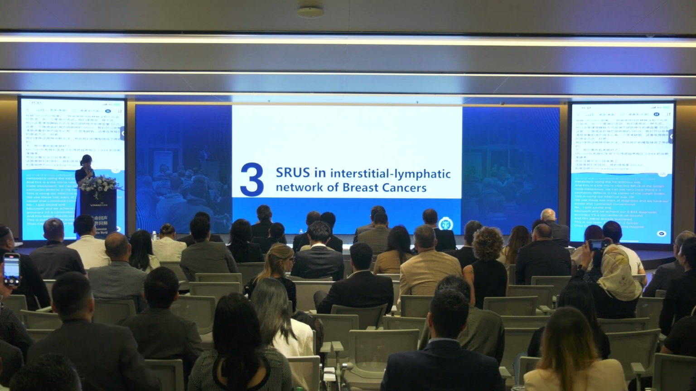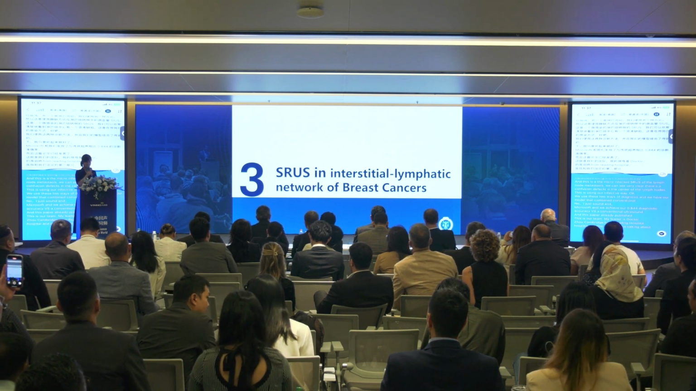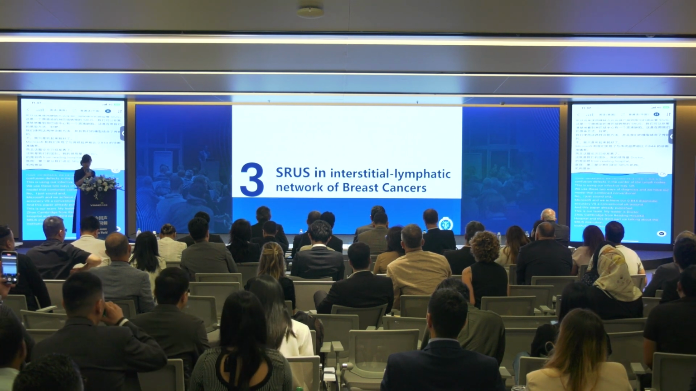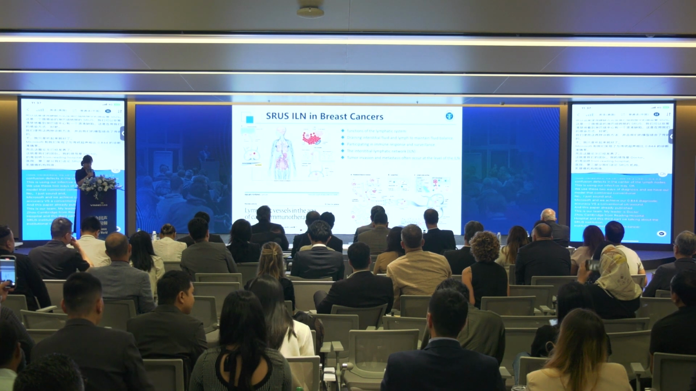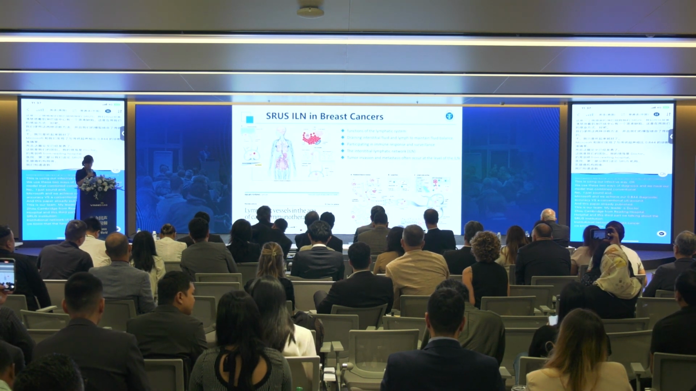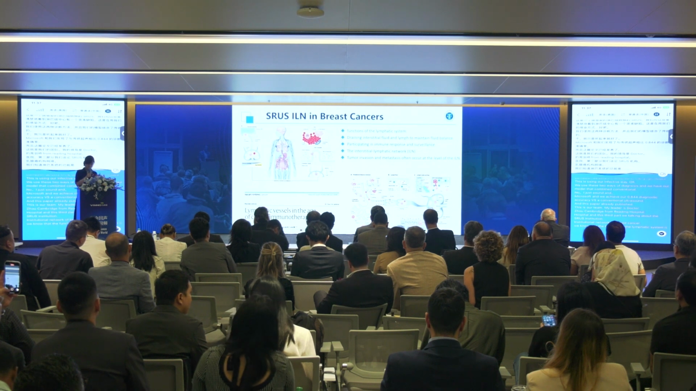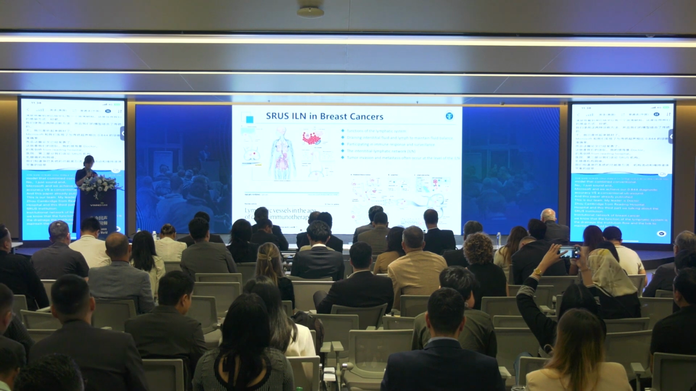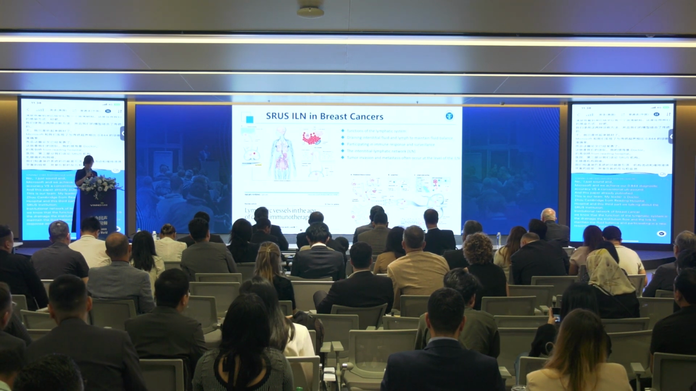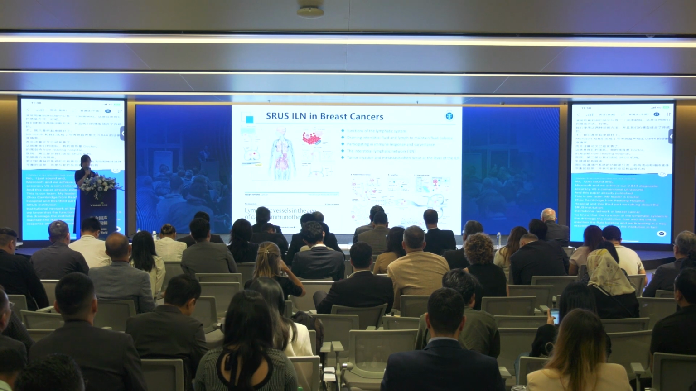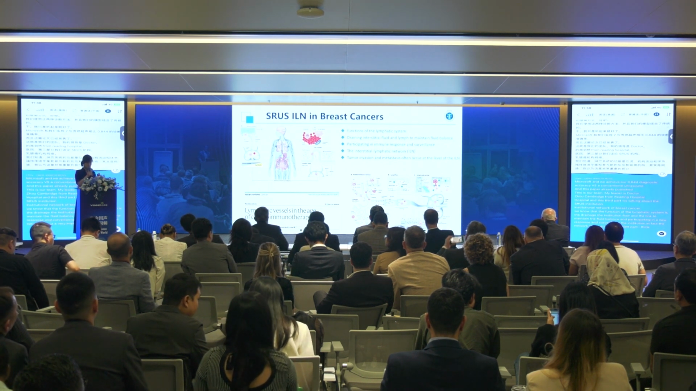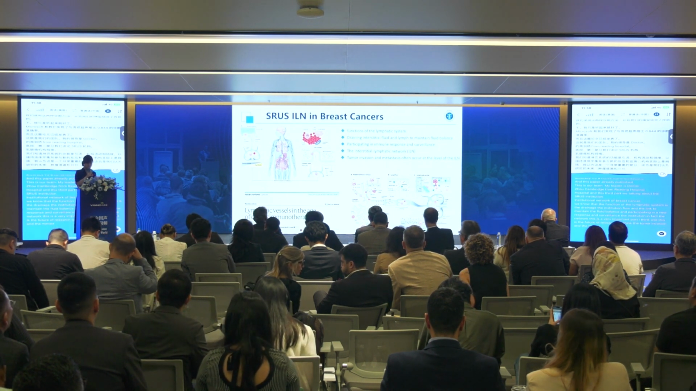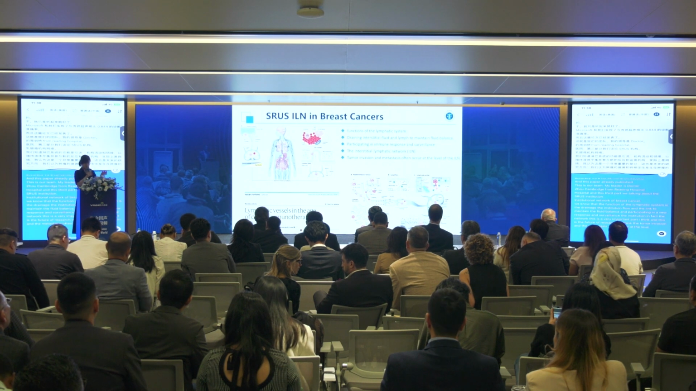And the third part, we talk about SRUS in the interstitial lymphatic network of breast cancer. We know that the function of the lymphatic system is the drainage of interstitial fluid and lymph to maintain fluid balance and participate in immune response and surveillance. The interstitial lymphatic network is a very important part, I think, and this is a future of research. We think tumor invasion and metastasis often occur at the level of the ILN.